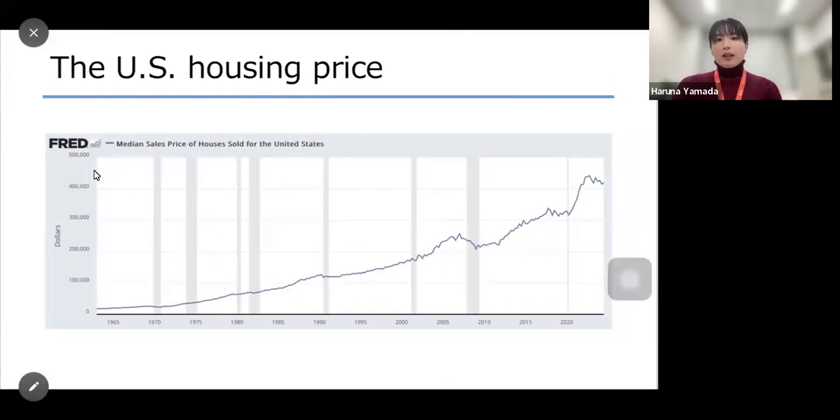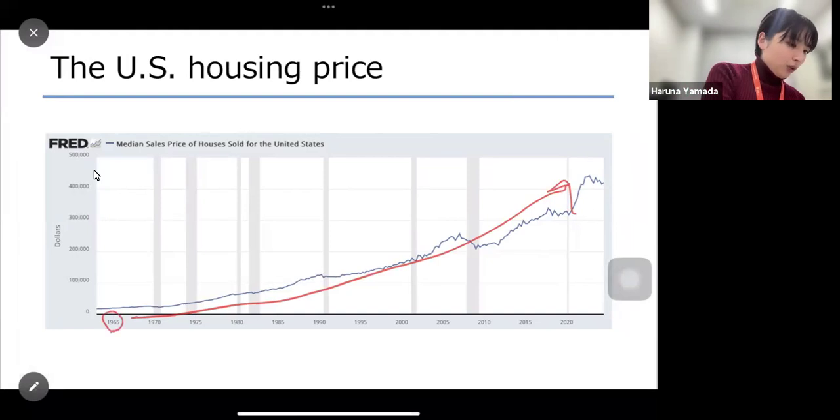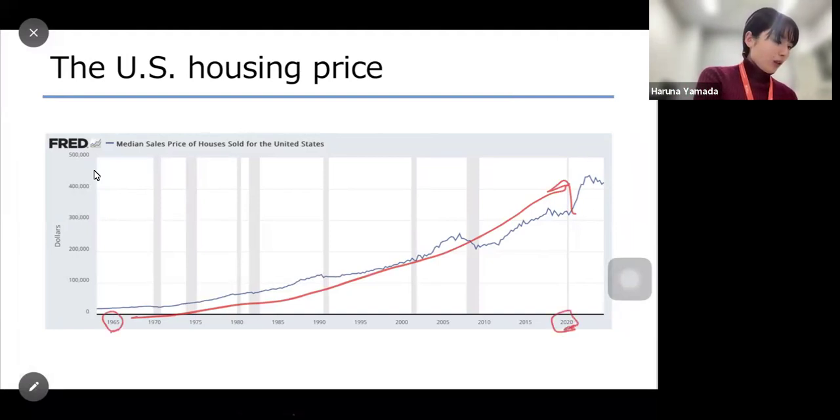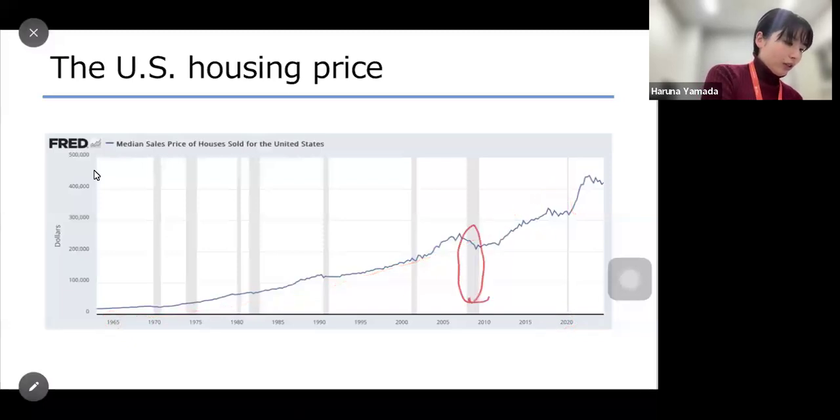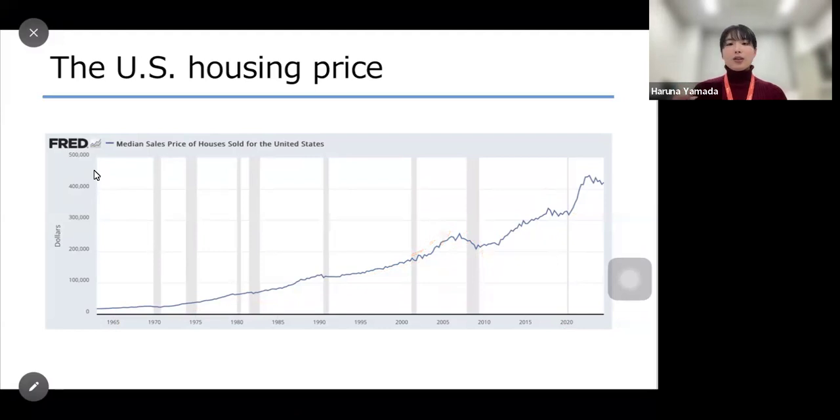So this is a graph of US housing prices. You can see a mostly upward trend from 1965 to 2020. And here is the global financial crisis. Before the global financial crisis, housing prices increased, since around 2000. But around 2006, housing prices started to go down, and during the global financial crisis, housing prices kept falling.